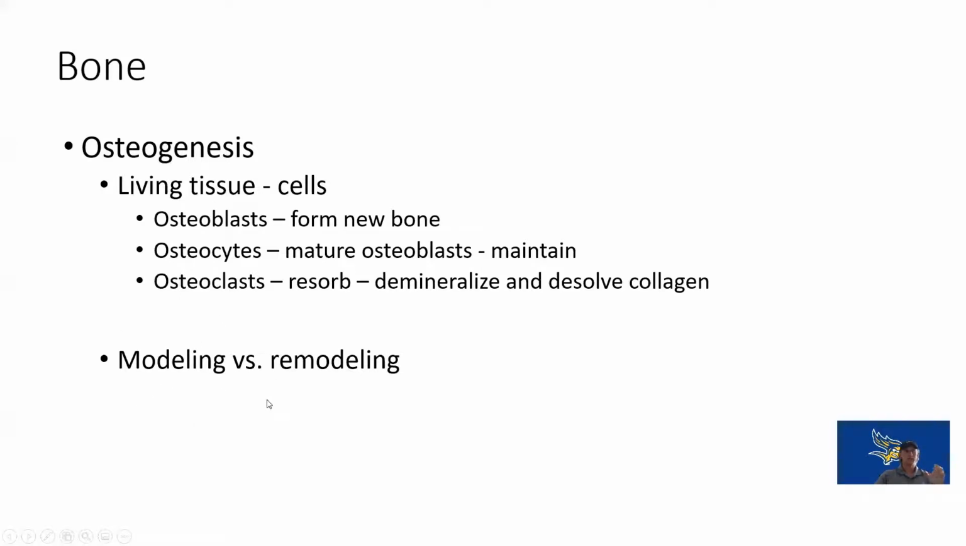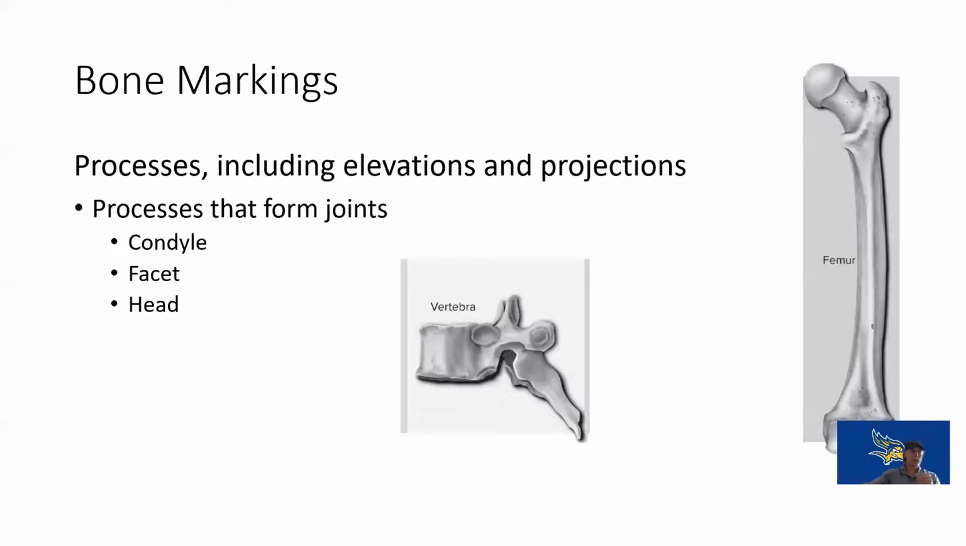Bone remodeling happens after osteoclast activity or during osteoclast activity to remodel it to a lesser bone, or we remodel it to more bone. So we grow bone, and then we're continually taking bone away and adding bone depending on the stresses that are applied. Okay.